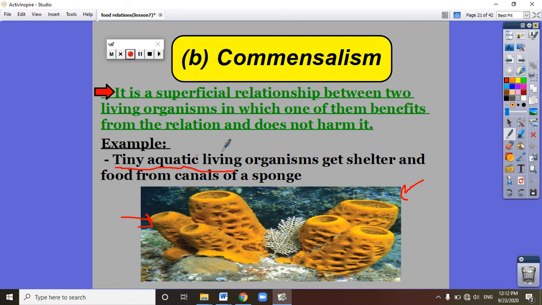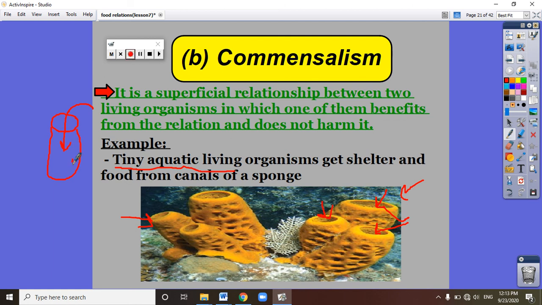The tiny aquatic living organisms, or the very tiny fish, take their home from the sponge. There is an opening inside the sponge, and they live inside it. So they take the home from the sponge, and they also take the food from the sponge. How do they take the food from the sponge? The sponge feeds by getting water inside it, and when the water gets inside, it selects its food from the water and feeds.